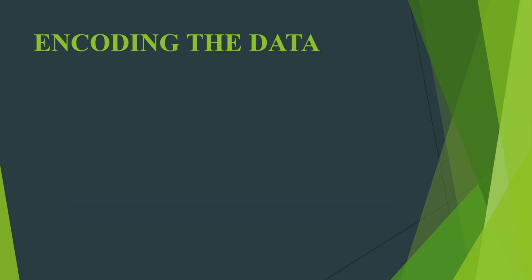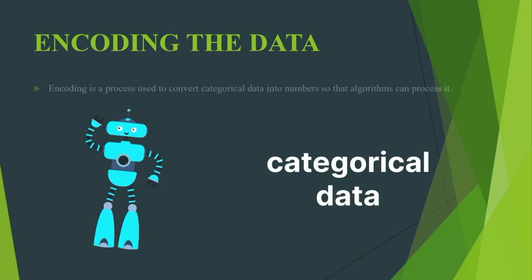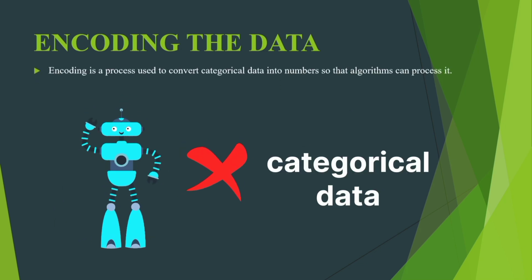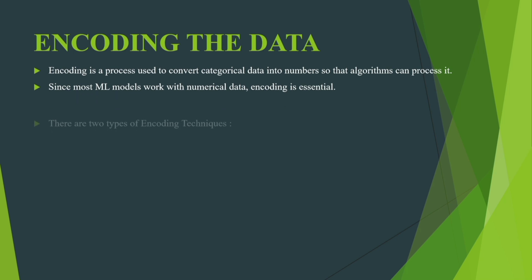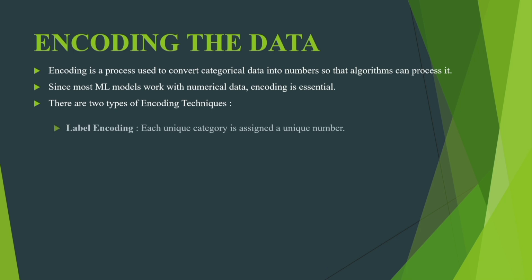The next step is encoding the data. My machine cannot understand linguistic or categorical values, so we have to convert them into a numeric data type. So encoding is the process of converting categorical data into numbers so that the algorithm can process it. Since most of the machine learning models work on numeric data, encoding is essential. There are two types of encoding techniques.